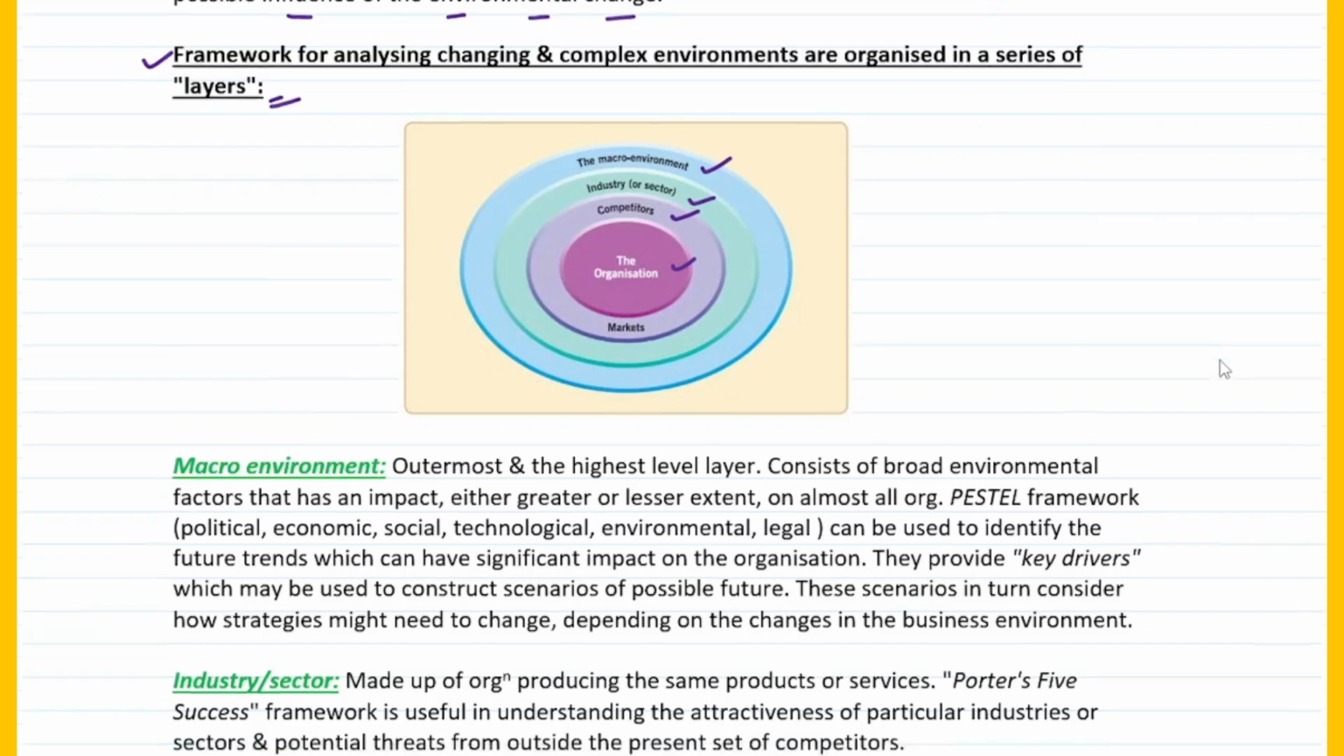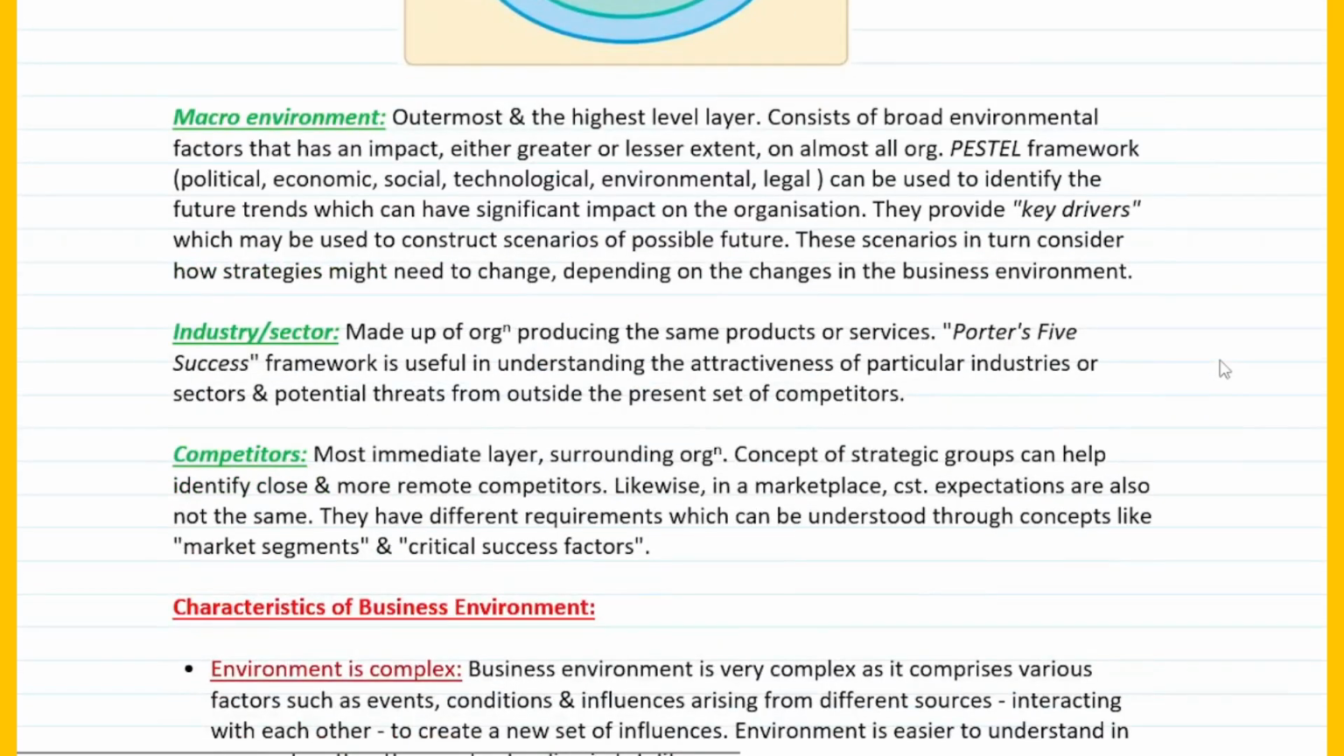Let's understand these one by one. Let's talk about macro environment. Fine. What do you mean by macro? Macro means something which is bigger. What is the opposite of macro? Macro's opposite is micro. Fine. So when we talk about macro, we are talking about the bigger picture.